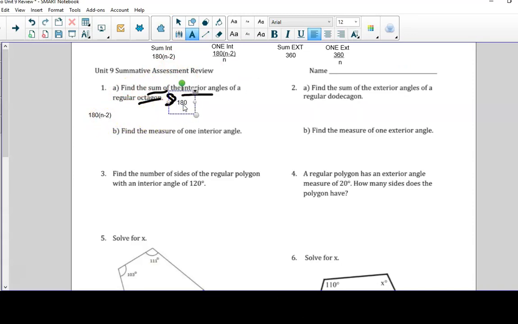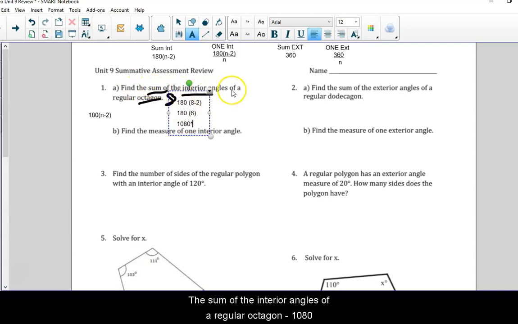So 180. Octagon is 8, so 8 minus 2. Scroll down there. That's 180. 8 minus 2 is 6. 180 times 6 is, last time I checked, 1080. I don't know what the degree button is, so we're just going to use the star. But that's it. The sum of the interior angles of a regular octagon, 1080.